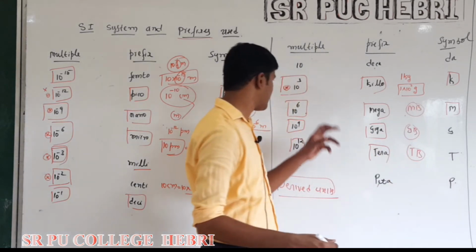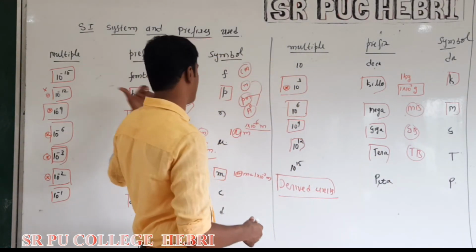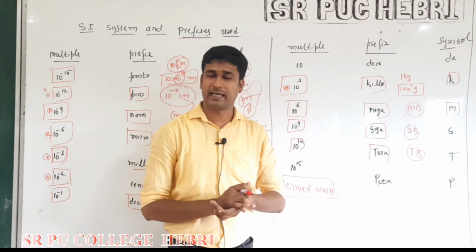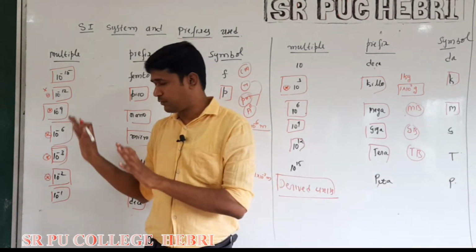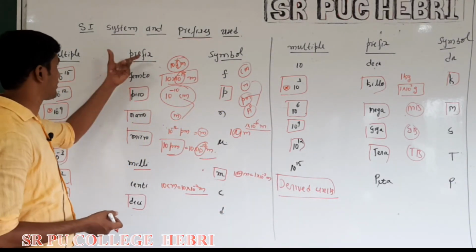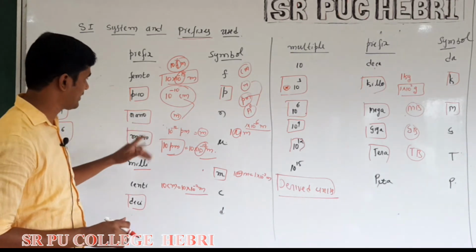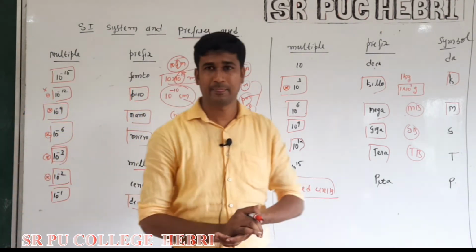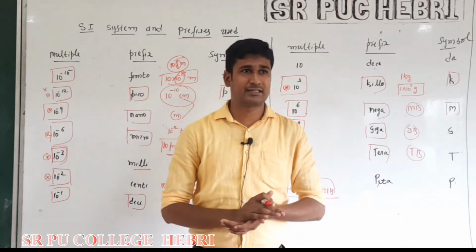So you try to remember the multiples which are marked with asterisks. They are very important in our calculation. Understood? For 1 mark, they will ask you to convert some units based on these prefixes. You remember this. I will give some examples as assignment next week. Okay. This is about the SI units and prefixes.